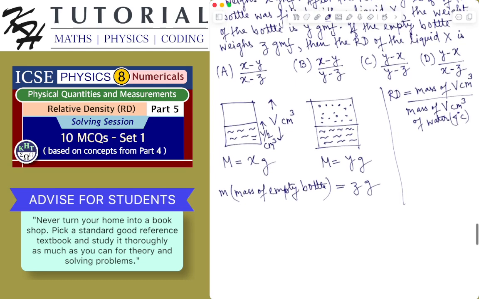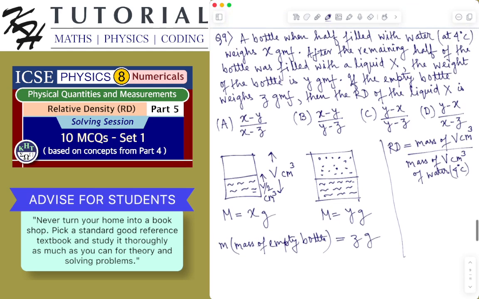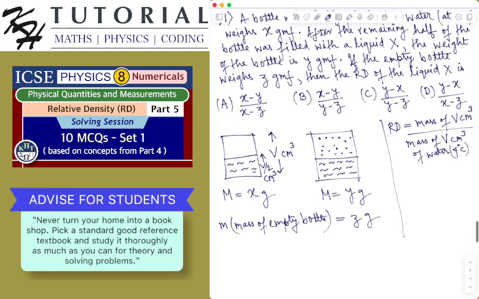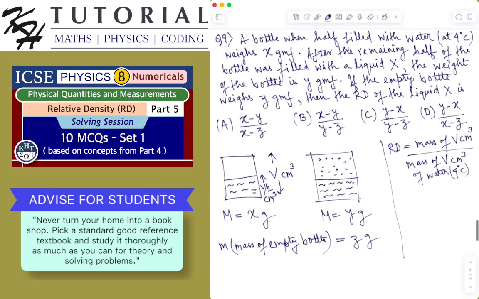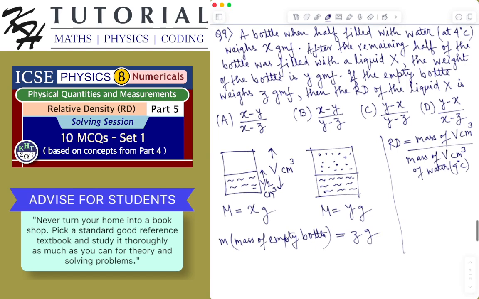Okay, so if we consider small m to be the mass of the empty bottle, that is z gram, and it is given that when the bottle was only half filled with water, the total weight was x gmf. From this information, can I find the mass of the water which is half filling the bottle?